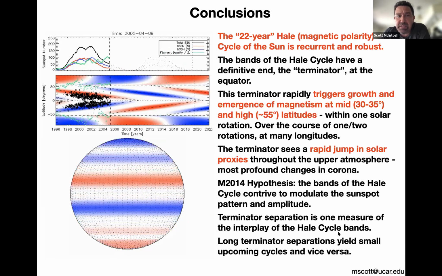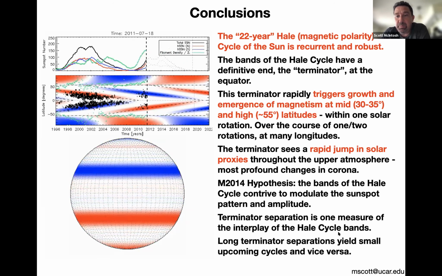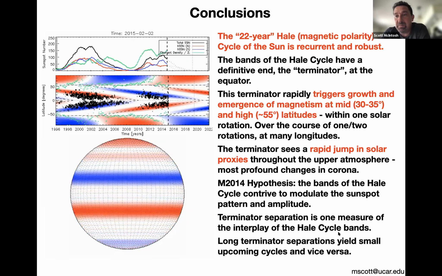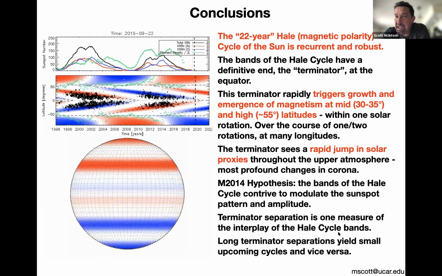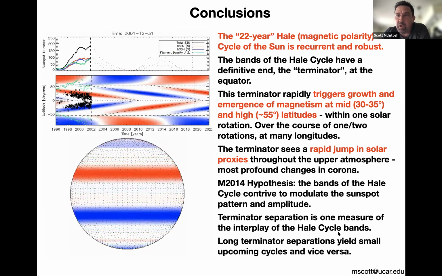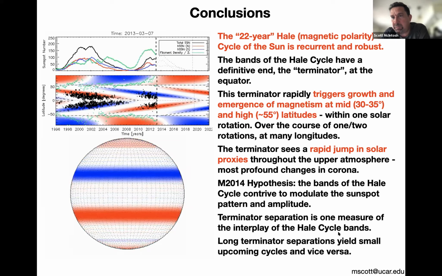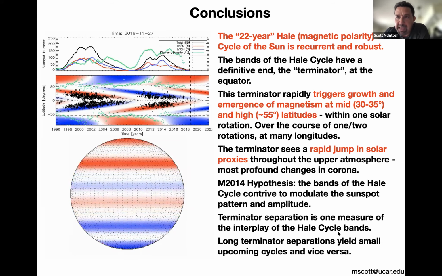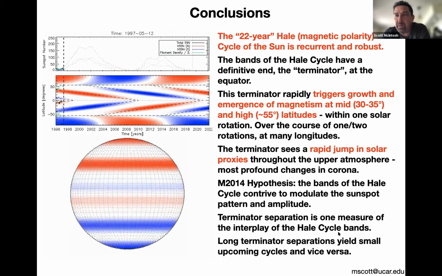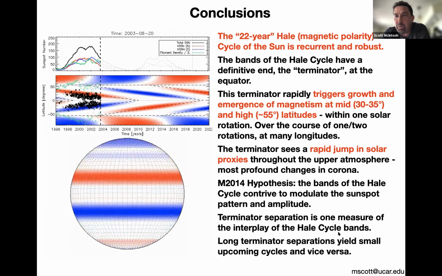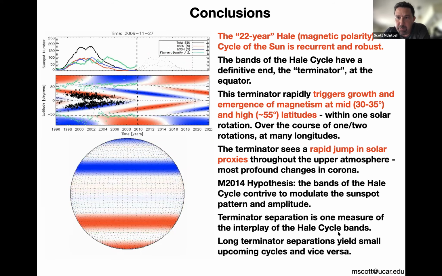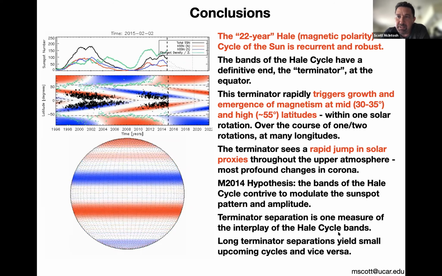The terminator sees a rapid jump in all solar properties, right? X-ray luminosity. An old colleague of ours, Keith Strong and Julia Saba, published papers for cycle 23 and 2024 showing that the X-ray luminosity of the star jumped up by 4 orders of magnitude at one of these terminator events, right? 2 cycles.